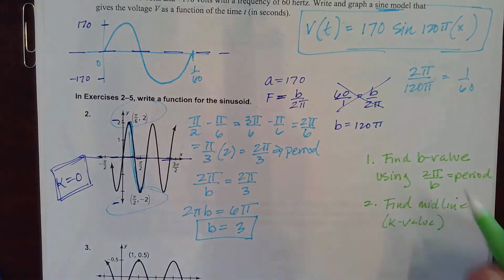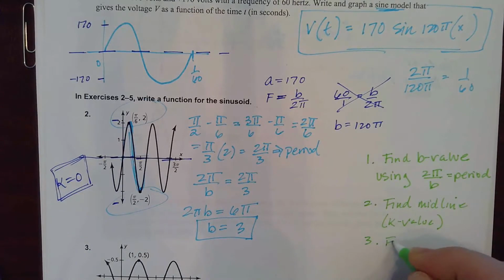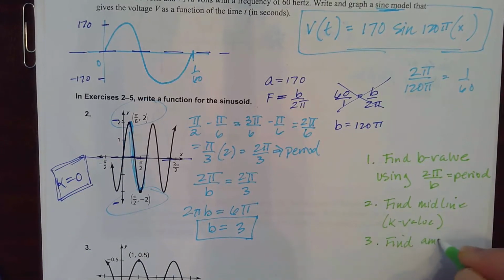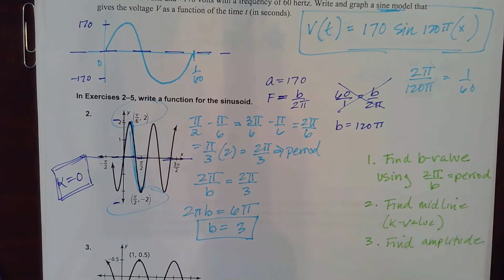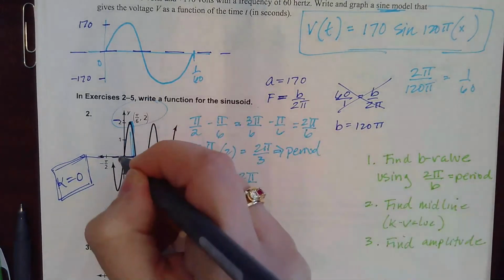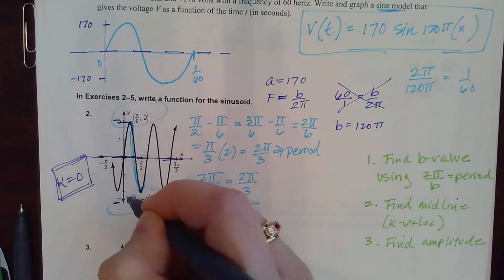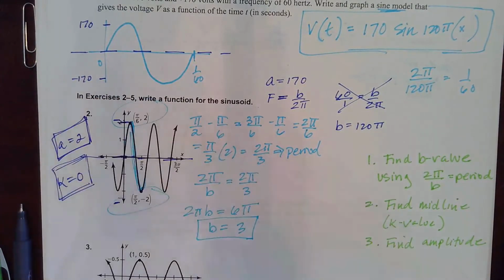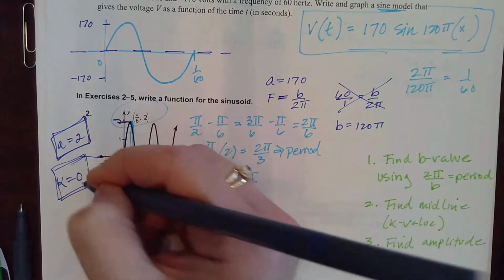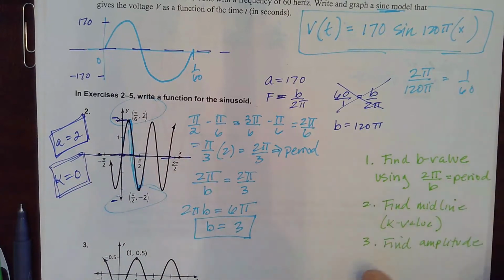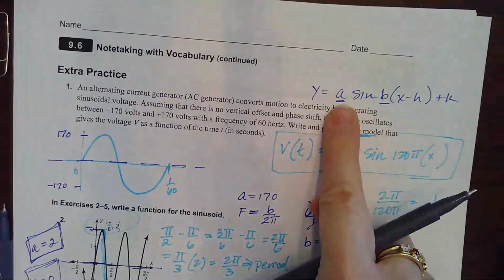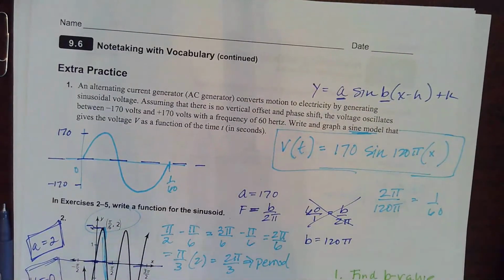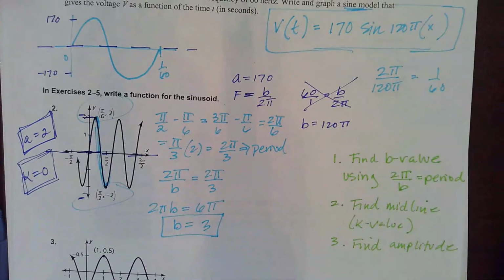Once I know that, I can find the amplitude. The amplitude, remember, is just the distance from the midline to the max. So from my midline to my max, or midline to your min, is a distance of 2. Remember, your amplitude is always positive because it's a distance. So we have an a value, a k value, and a b value. Think back to our generic equation. We have a, b, h, and k. So all I really need now is my shift.